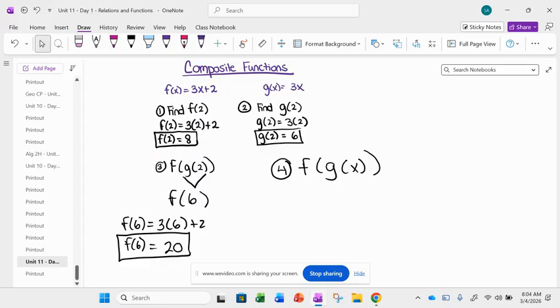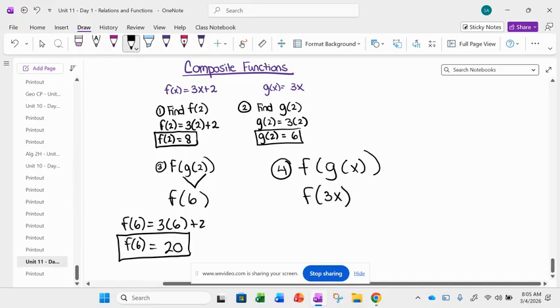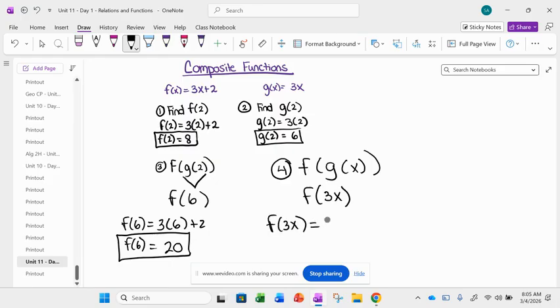3x. So now g of x is 3x. I'm now going to go to f of x, and wherever I see an x, I'm now going to plug in 3x. Exactly. So f of g of x is going to be f of 3x. That's what f of g of x is. So now I go to the f of x function, and I'm going to say, okay, well, f of 3x is going to be 3 times 3x plus 2. So f of 3x is 9x plus 2.